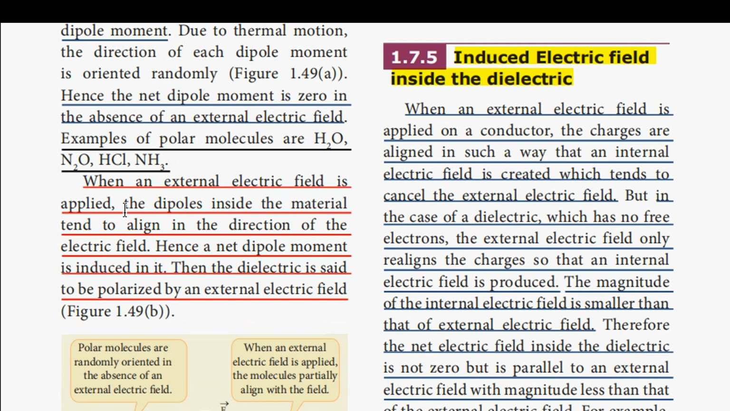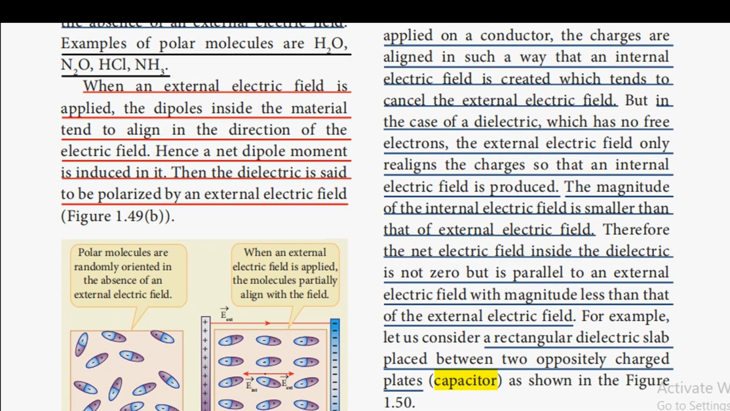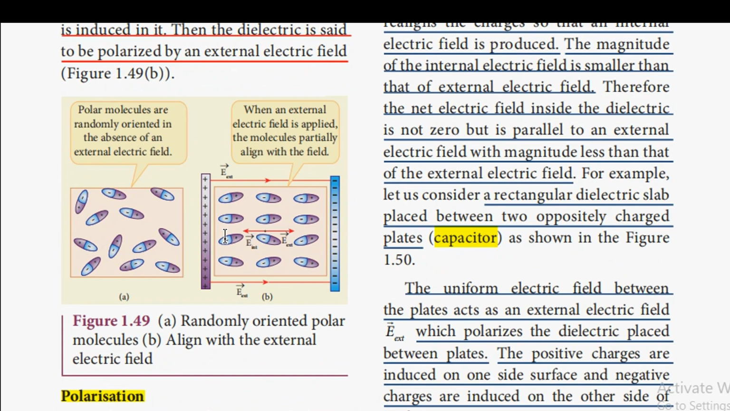When an external electric field is applied, the dipoles inside the material tend to align in the direction of the electric field. Hence, a net dipole moment is induced in it. Then the dielectric is said to be polarized by an external electric field, as shown in this figure.